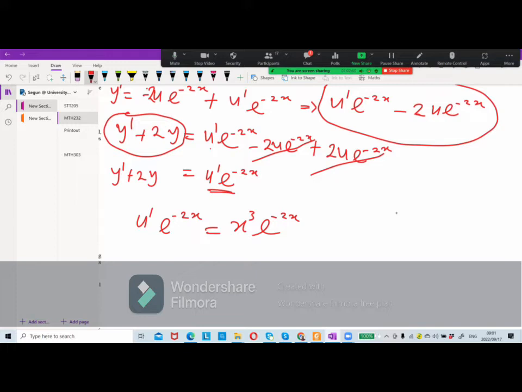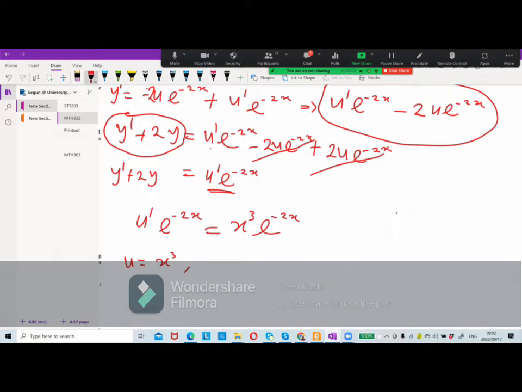How do I get the u out of the prime? Meaning that I have u prime equal to x raised to power 3. Then who can tell us u is equal to? The integral of u prime dx, which is equal to what? x raised to power 4 divided by 4. Do you agree with me? Yes, sir. We differentiated, we are integrating now, sir. You have to integrate in this case.